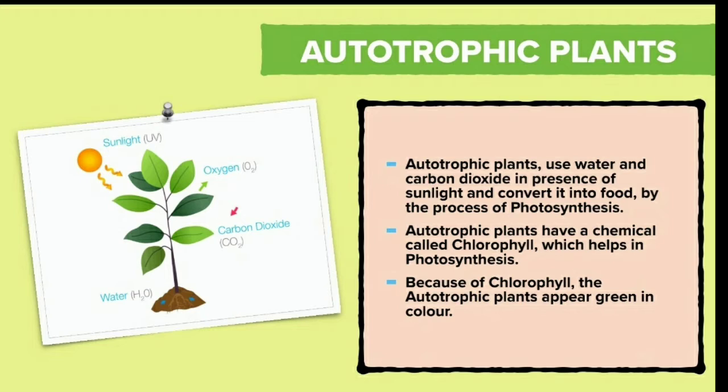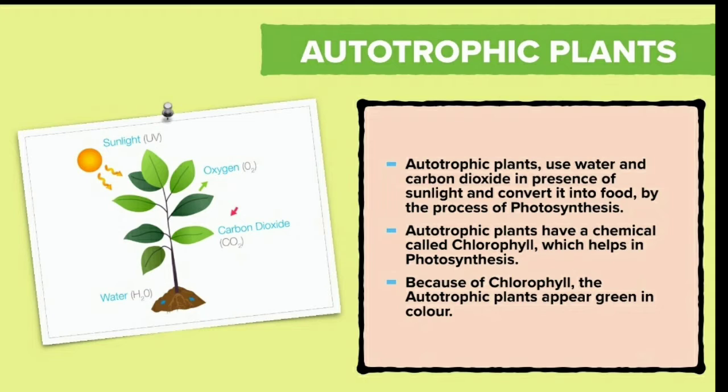Autotrophic plants use water and carbon dioxide in presence of sunlight and convert it into food by the process of photosynthesis. We know that, children, plants need food for their growth, right? They can produce their own food. With the help of sunlight and chlorophyll, plants make their food in their leaves using water and nutrients from the soil and carbon dioxide from the air. So this process is called photosynthesis.